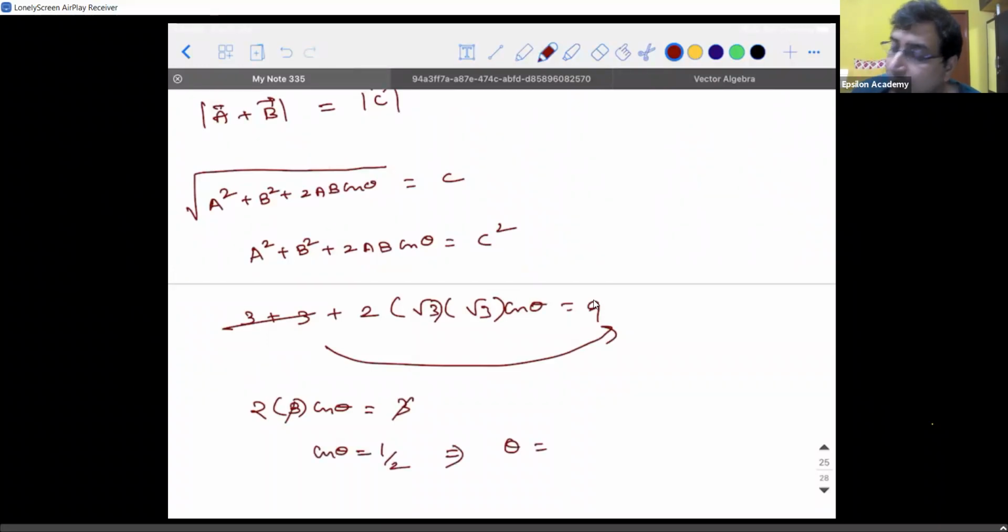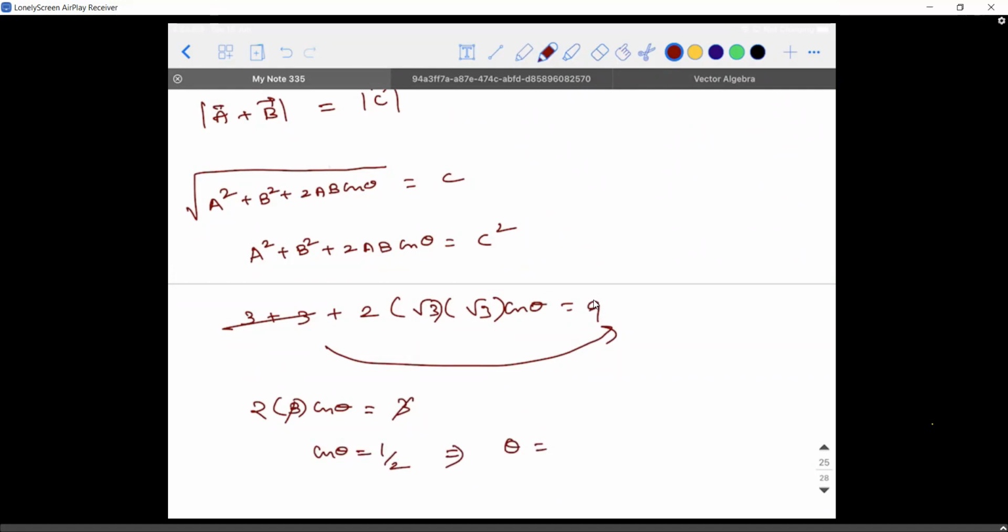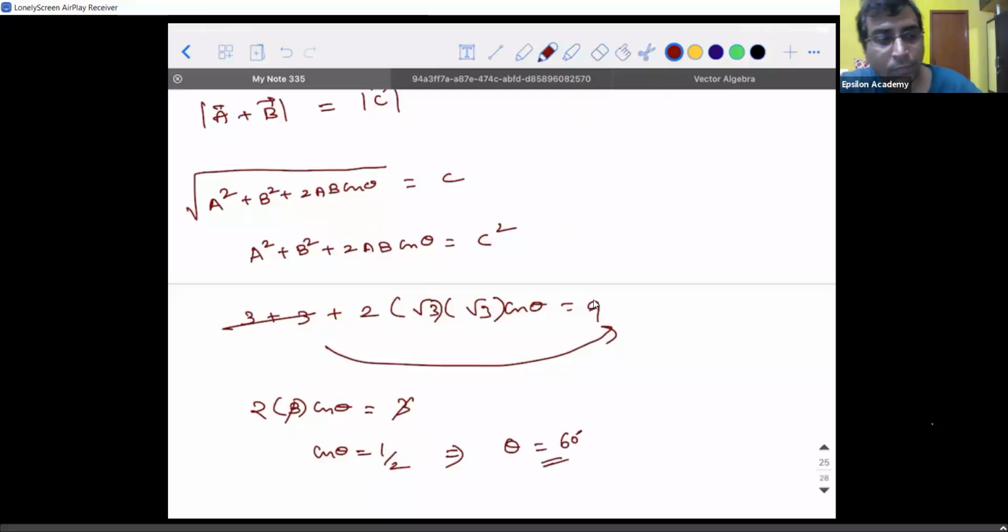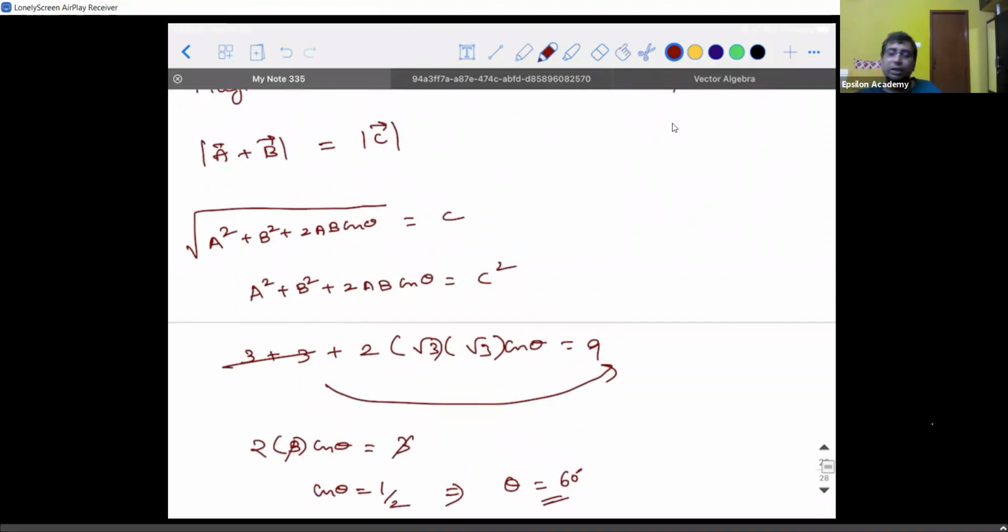Theta is equal to, now you guys can see, this is within your understanding, 60 degrees. That's the answer. 60 degrees is the answer. It's a good problem. Mark it as important. So I suggest everybody make a clear note of it.